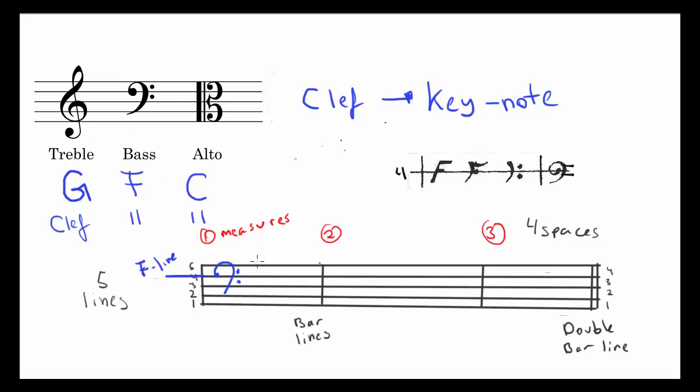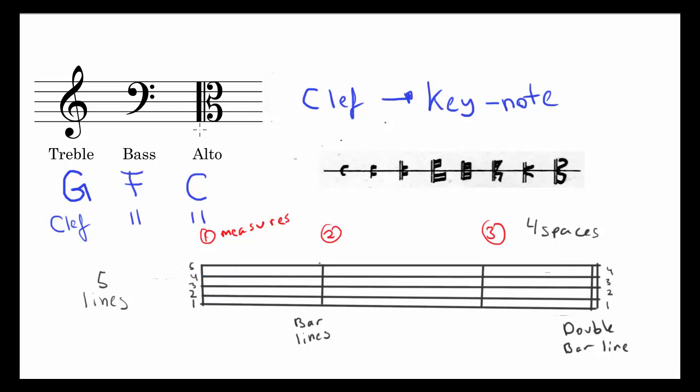So that means that your staff is going to go according to the clef. The same thing with the bass clef, and we'll see that it is the same thing with the alto clef. So remember, only on the bass clef, the fourth line is the F line. Only in the treble clef, the second line is the G line, okay?